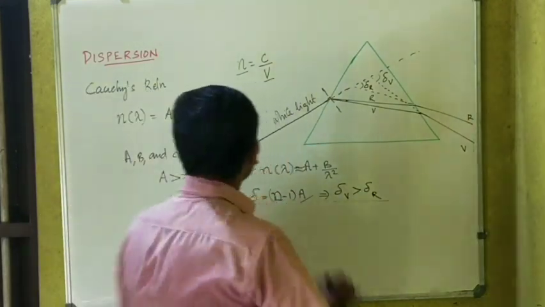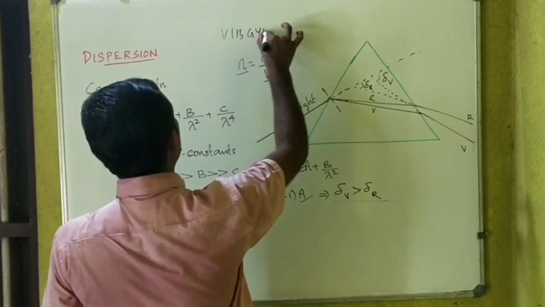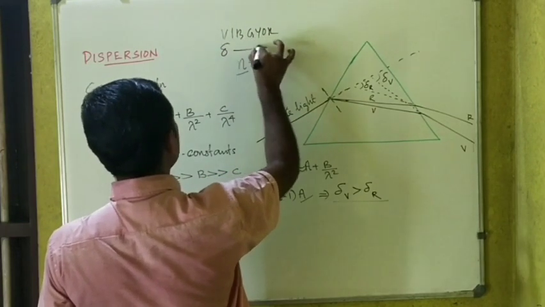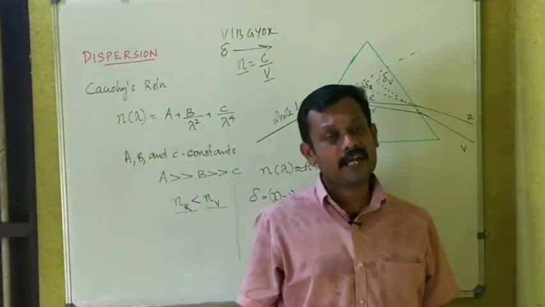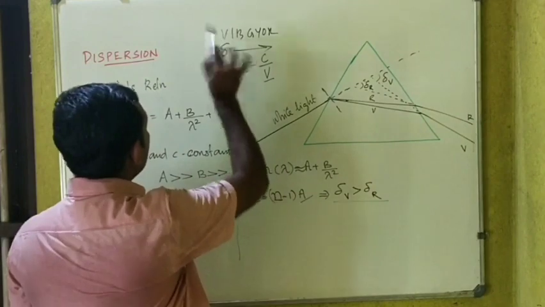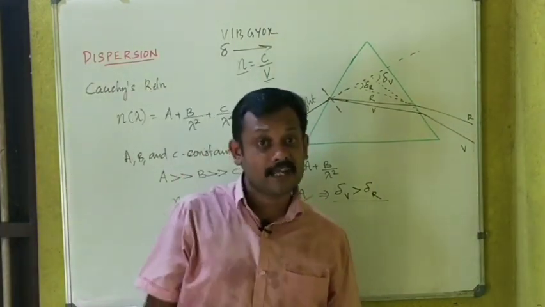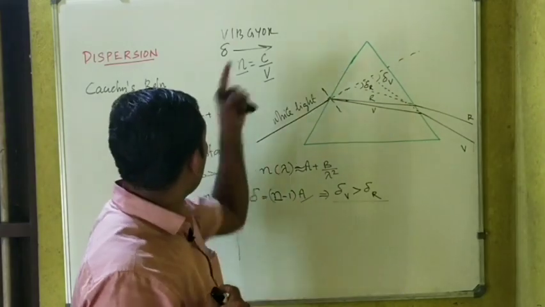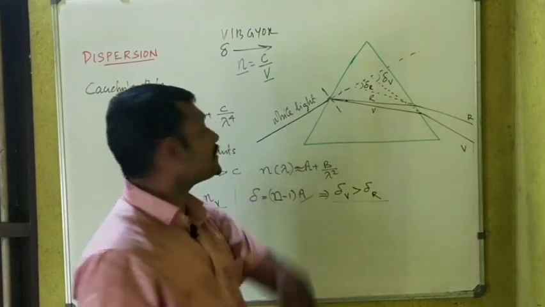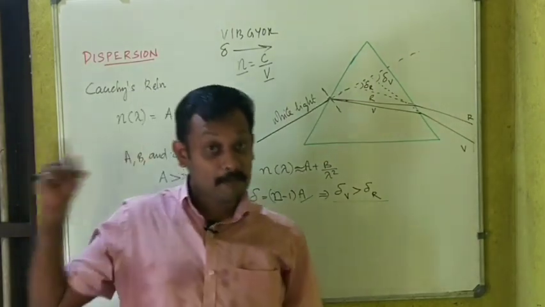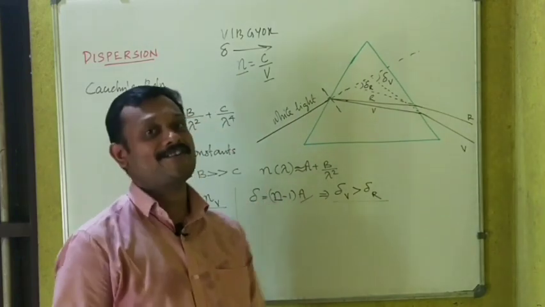In VIBGYOR, deviation decreases in that order. So deviation will be greatest for violet, then for indigo, then for blue, then for green, then for yellow, then for orange, and it is least for red. So it is maximum for violet and it is minimum for red.